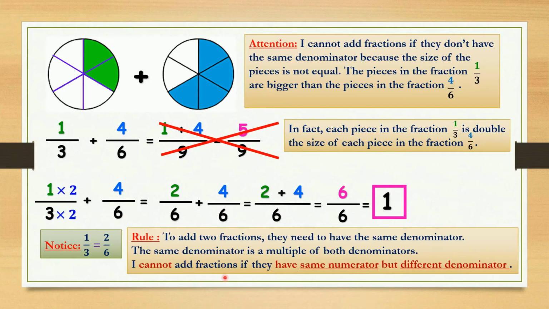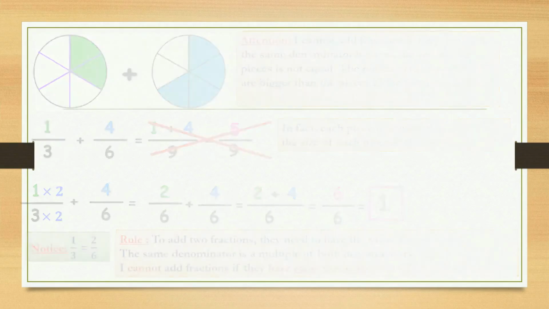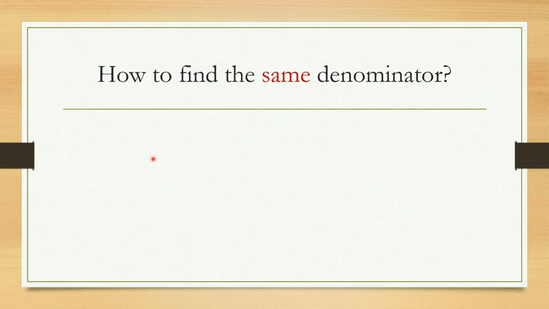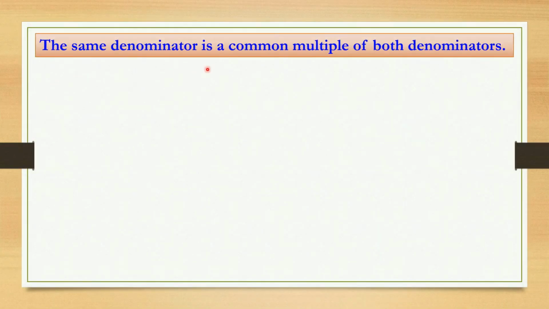I cannot add fractions if they have the same numerator but different denominators. For example, here if I have the numerator 2 and 2 but different denominators, I still can't add both fractions. They need to have the same denominator. Now, how do we find the same denominator? The same denominator is a common multiple of both denominators.